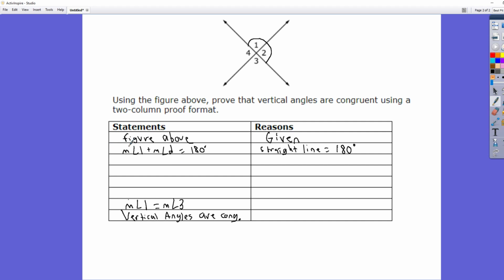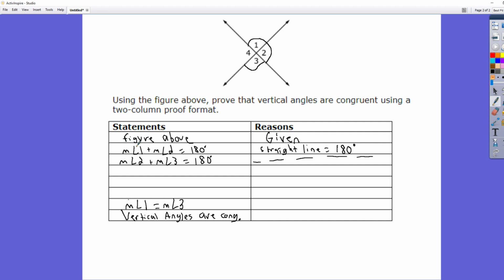Well, from that logic, we also know that angle 3 and angle 2, when put together, also add up to 180. So I know the measure of angle 2 plus the measure of angle 3 is equal to 180. Same reason. Okay, so where can I go from there?